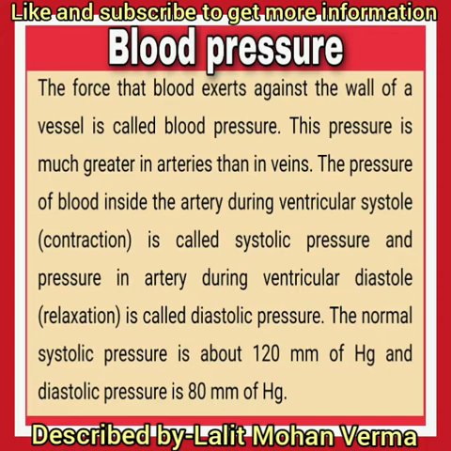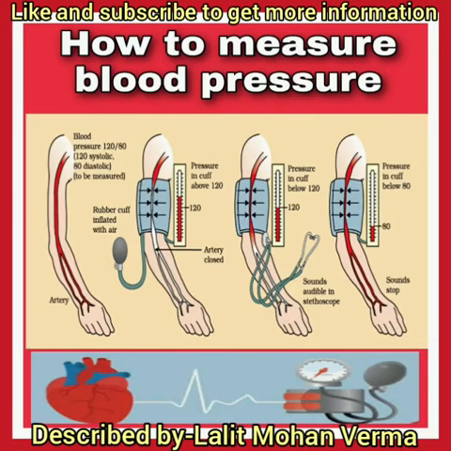The pressure of blood inside the artery during ventricular systole, you can say contraction, is called systolic pressure, and pressure in the artery during ventricular diastole, diastole meaning relaxation, is called diastolic pressure. Diastolic and systolic. So normal blood pressure is 120 upon 80 mmHg. Hg stands for mercury.